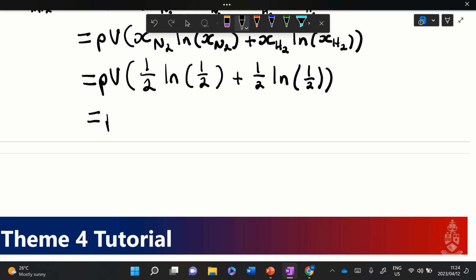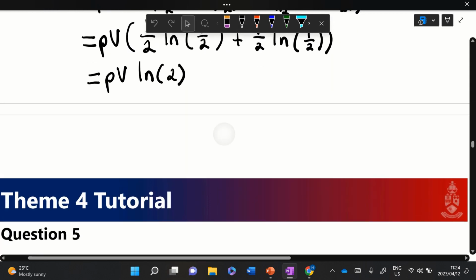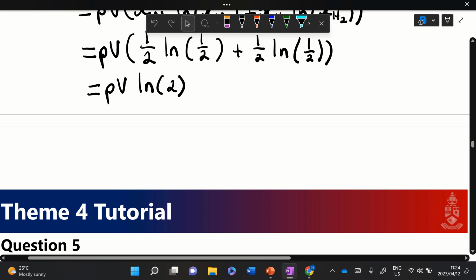You can add this together, then this becomes ln of 2, because you have a half ln a half plus a half ln a half, which becomes ln a half, and then that becomes ln of 2. So we have that. So then we just have to plug in our pressure value.